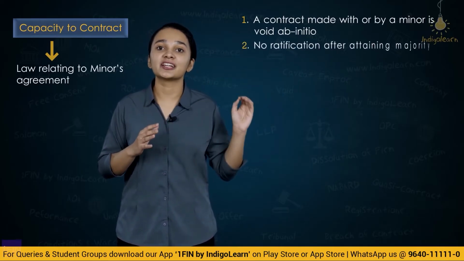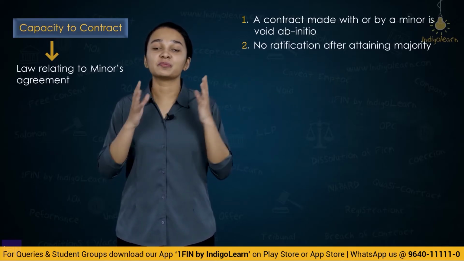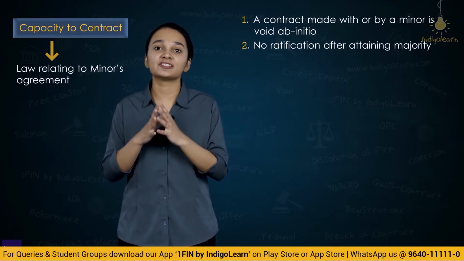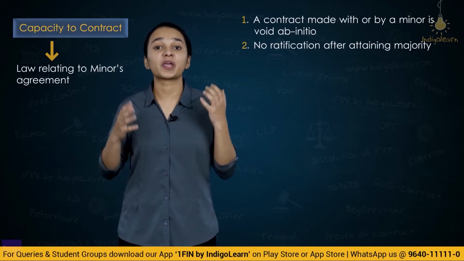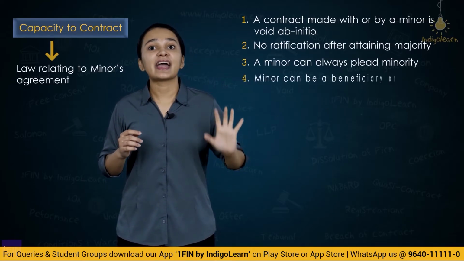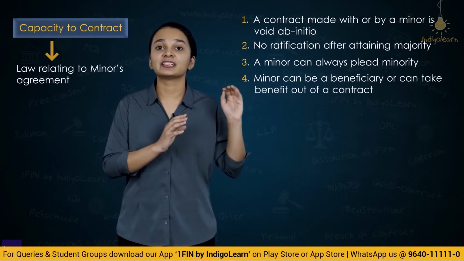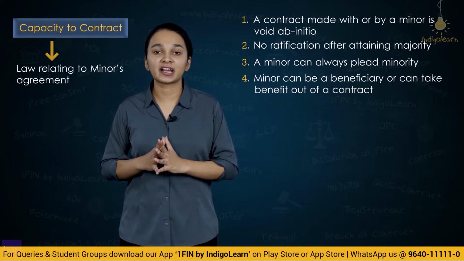Minor cannot ratify a contract on attaining majority. So a minor cannot make the contract enforceable after he has attained the age of majority. Minor can always plead his minority. Minor can be a beneficiary of the contract. A minor can definitely become a beneficiary of the contract.